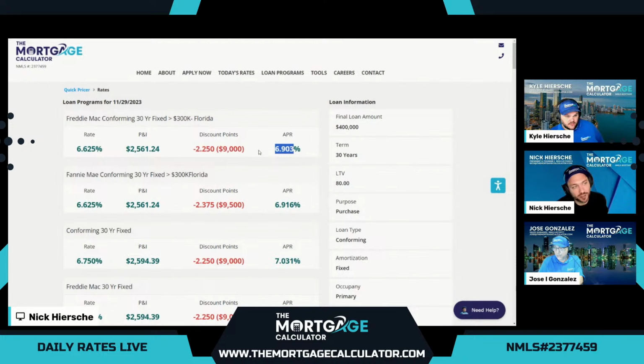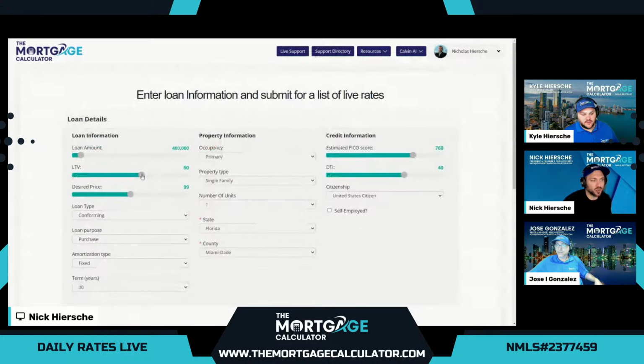Now, if for any reason our customers do not qualify for a conventional conforming program, typically the next option we want to pull up to compare is an FHA program. So we'll set up the same exact scenario, and this time we'll select FHA.